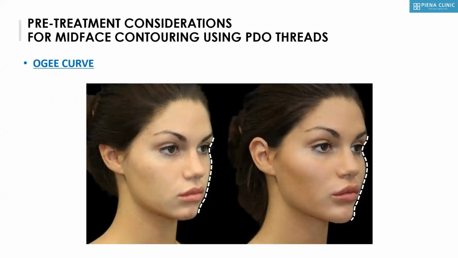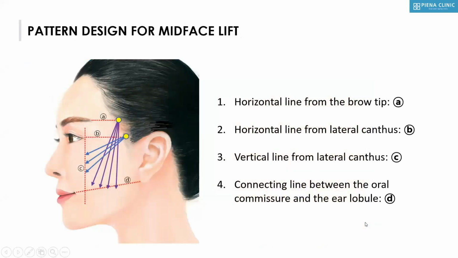As we all know, OG curve is a kind of S-line that is one of the criteria for evaluating cheek fullness, which is also useful as a tool for communicating with our patients. As shown in these pictures, OG curve is more pronounced on the right photo after improving the mid-cheek fullness using thread and filler injection. Let's find out the basic pattern design for mid and lower facelift.